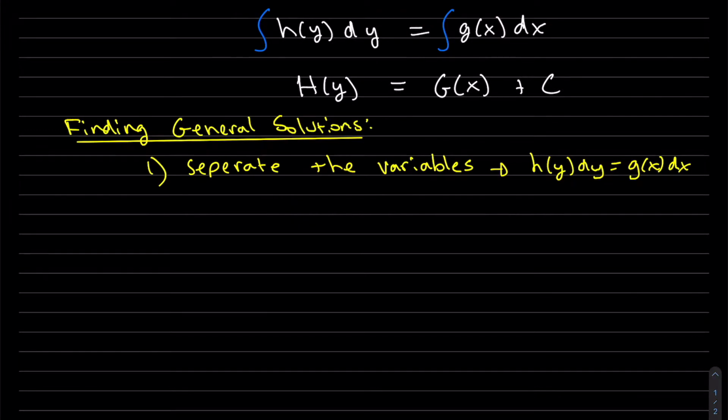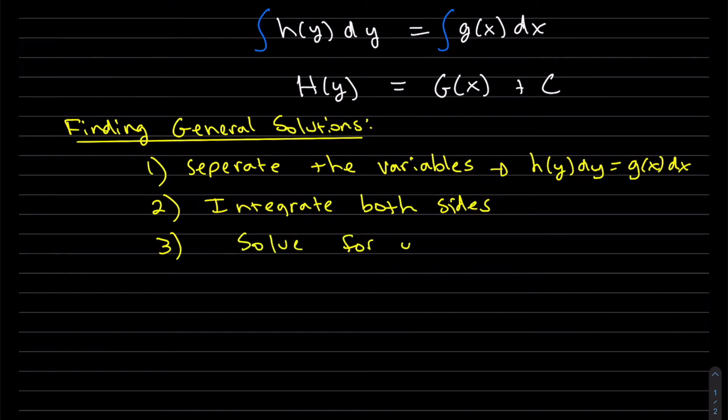So just in general, very simple process. You separate the variables, put all the y's on one side, x's on the other in this form. Integrate both sides and solve for y if possible. If we can't solve for it, then it'll just be an implicit solution.